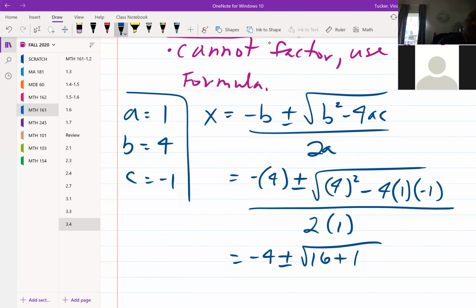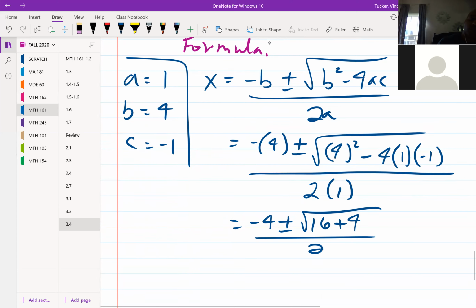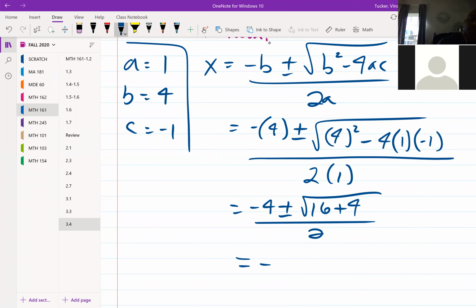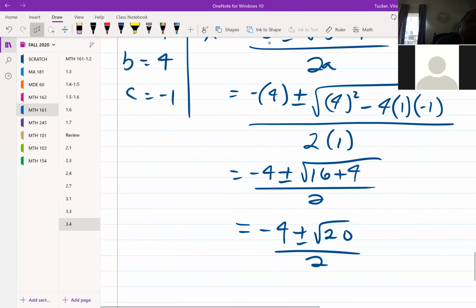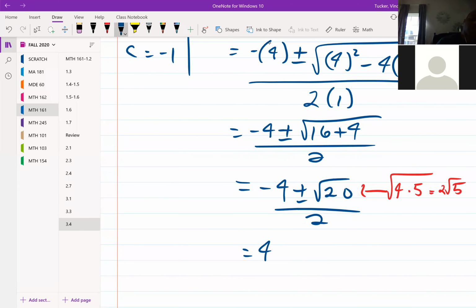16 plus 4 over 2. It's 20. And don't forget to reduce this square root of 20. It's 4 times 5. Square root of 4 is 2. Leave the 5 under the radical. So that's -4 plus or minus 2 square root of 5 over 2.